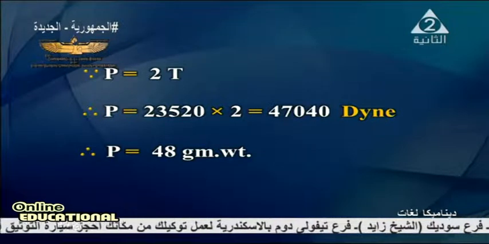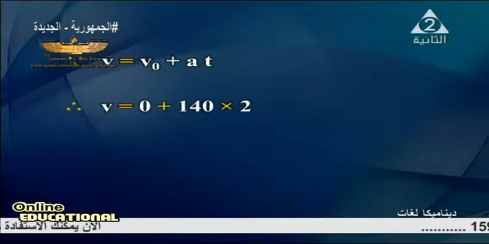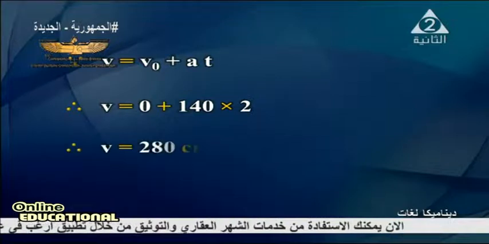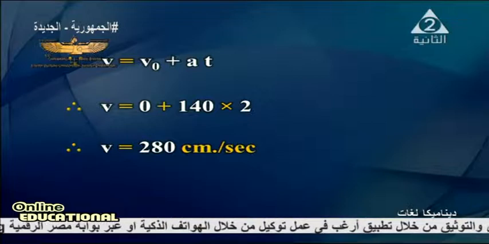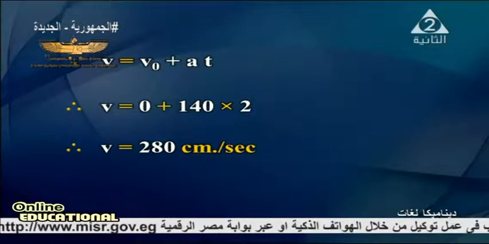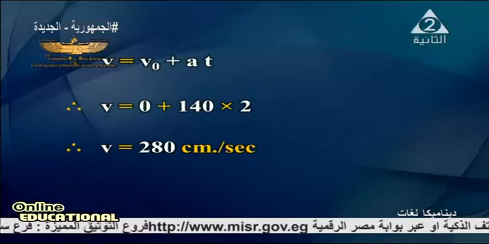Now we can calculate the velocity of the system after 2 seconds from the relation v equals v naught plus at. Then v equals 0 plus 140 times 2. Then the velocity after 2 seconds from the beginning of the motion equals 280 centimeter per second.